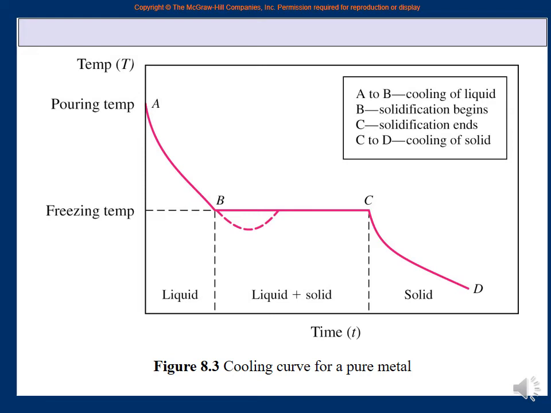Now, as an example, we are taking a pure metal, any pure metal, right? Aluminum, copper, any metal. And we are assuming that it is at a very high temperature, much above its melting point. See, this is temperature and this is time. Because you see here, it is freezing temperature.